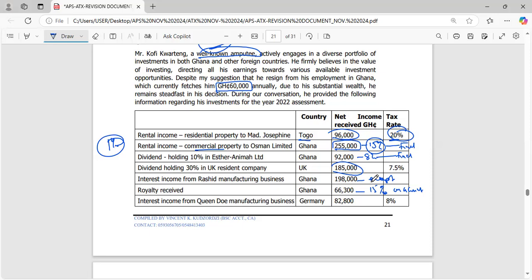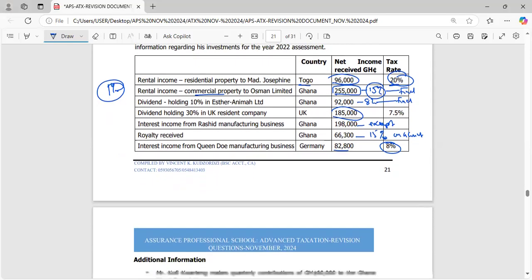Interest income from Quindo manufacturing business. This is Germany. This one is an individual. This interest is not coming from Ghana, so we tax it. The interest is coming from a foreign country, so we tax it. So this one, you gross it up. 8% tax was deducted. So you gross it up, divide it by 0.92. That amount, add it to his income and tax. I think that is the investment.